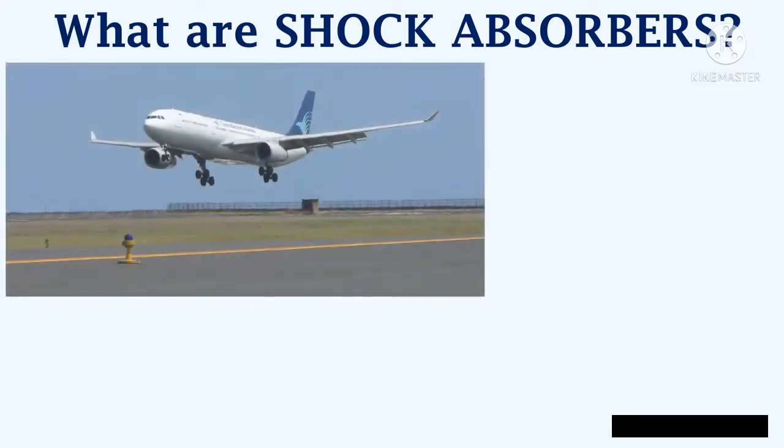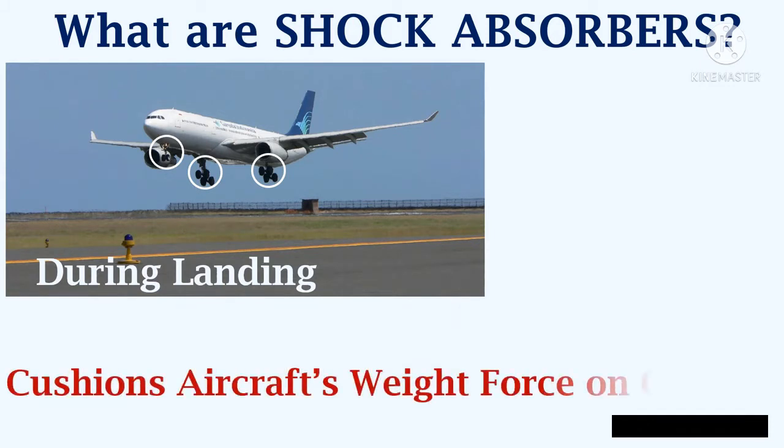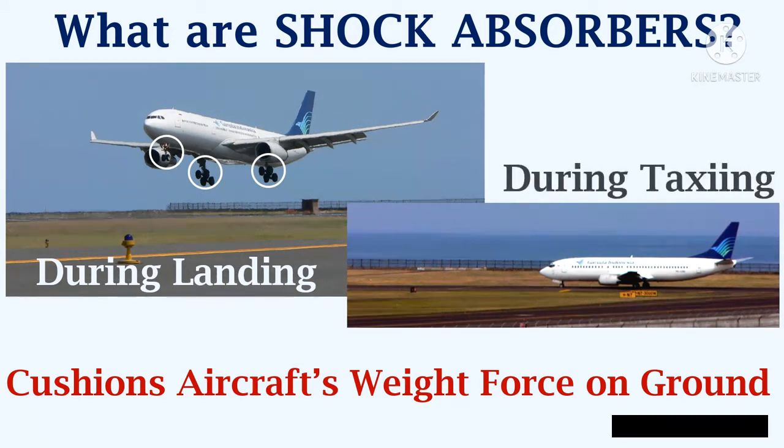Now, let's see what are shock absorbers on the aircraft. The shock absorbers are installed on the landing gear of the aircraft. They are especially helpful during the landing of an aircraft because they will cushion the aircraft's weight when the landing gear touches the ground. They are also helpful during maneuvers on the ground such as taxiing.